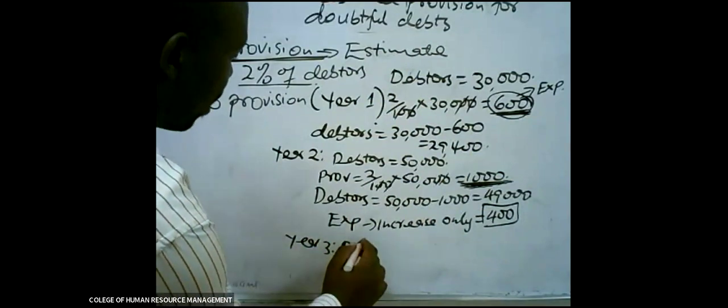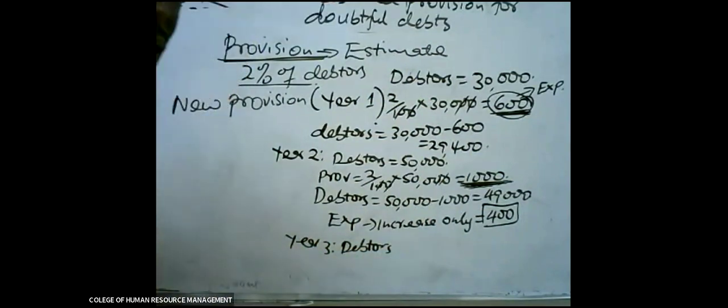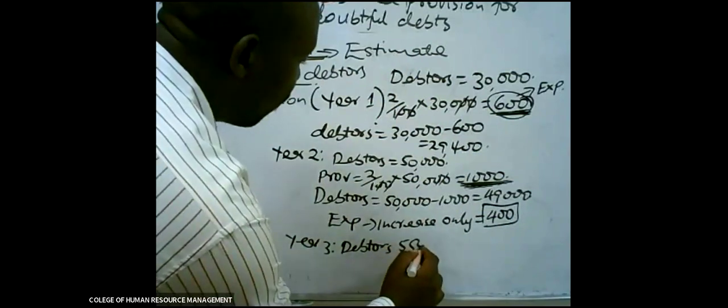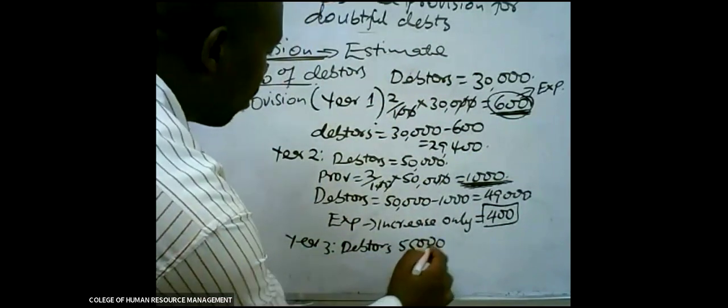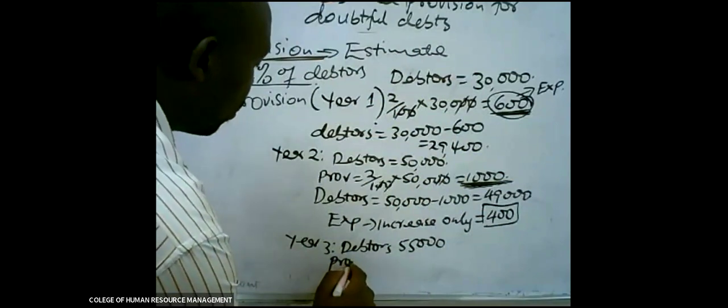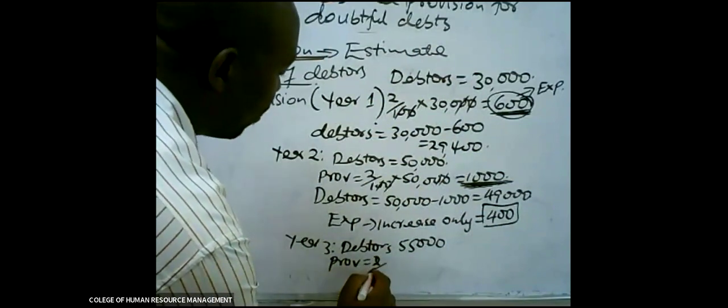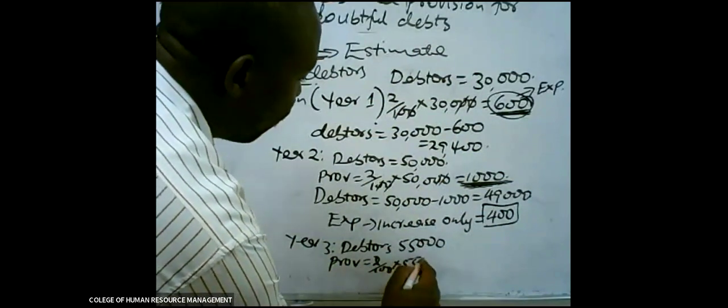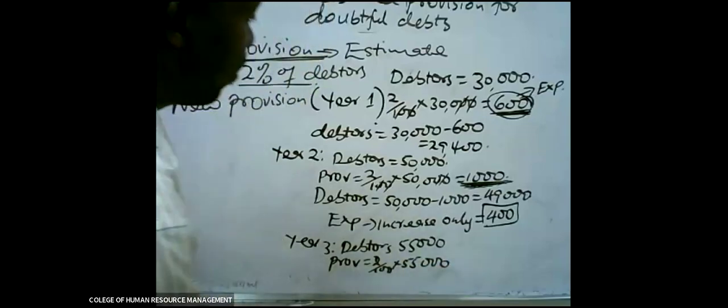I find that the debtors are how much? 55,000. Then the provision will be 2% of 55,000.